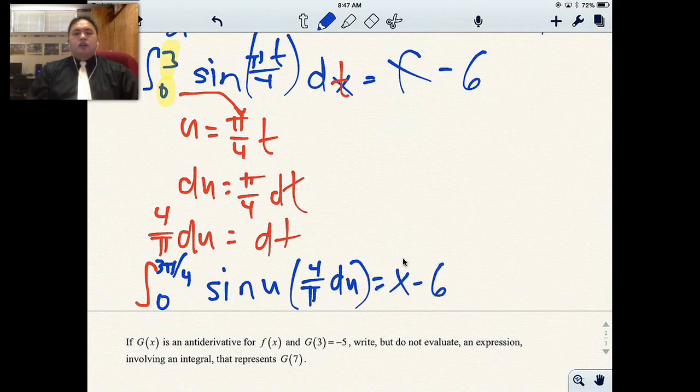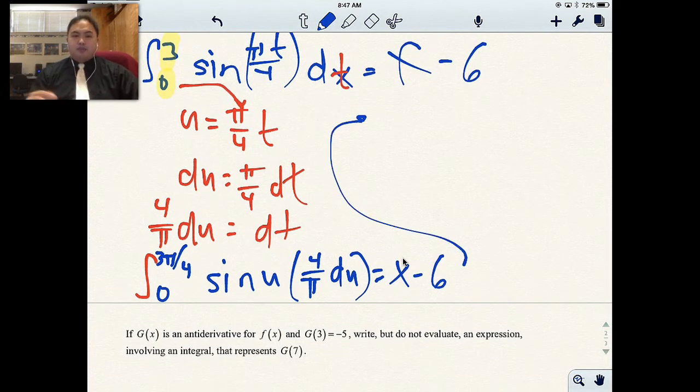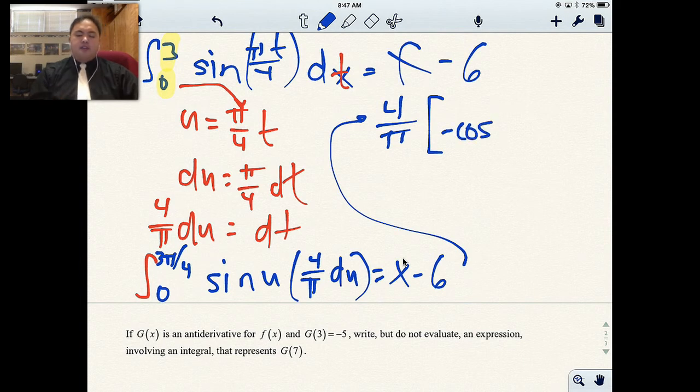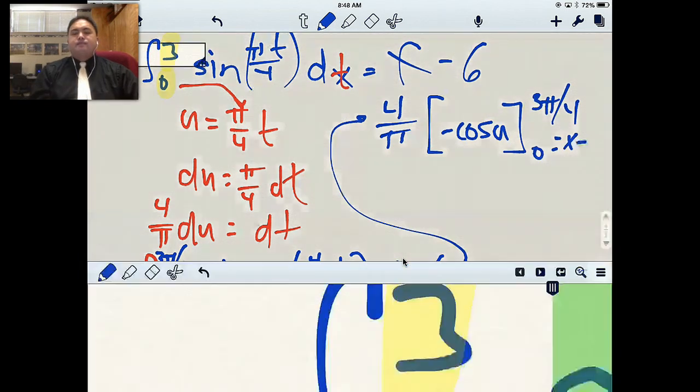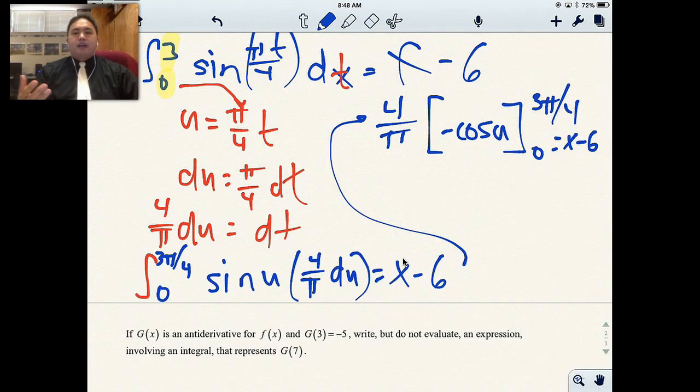Okay. All right, now let's do the antiderivative part. This should be the easier part of this problem, because you've already done this before. I'm going to factor out the 4 over pi. I'm going to put brackets and take the antiderivative of sine. Antiderivative of sine is negative cosine. And then my bounds are 0 to 3 pi over 4. Again, this equals x minus 6. Now, what I'm going to do is take out that negative. See how it's negative cosine? I'm going to take out that negative because I don't like the negatives. It makes it messy. So I'm going to erase that negative and factor it on the outside.